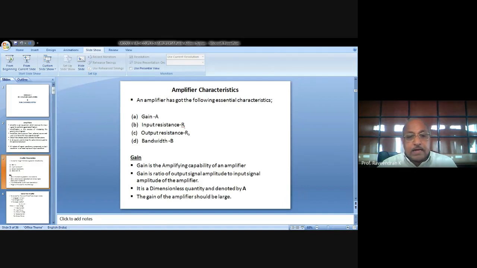Okay. The gain of the amplifier should be very large. For a common emitter configuration, the gain must be very large, because that is the main reason why the common emitter configuration is used as an amplifier, especially for voltage amplification and, in general, audio amplification. We will come across all those things. The gain of the amplifier may be either voltage gain, current gain, or power gain.